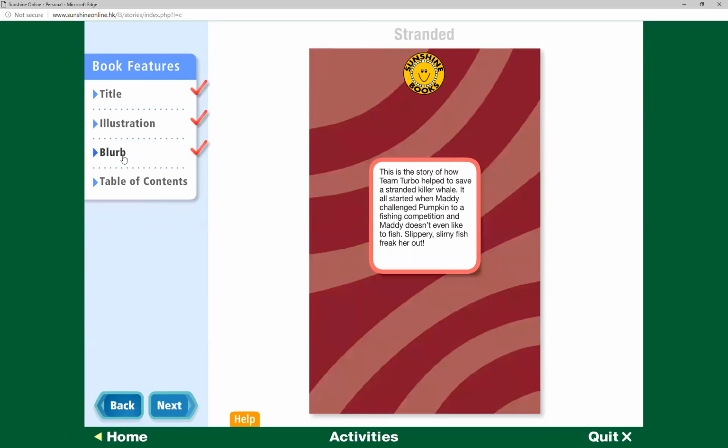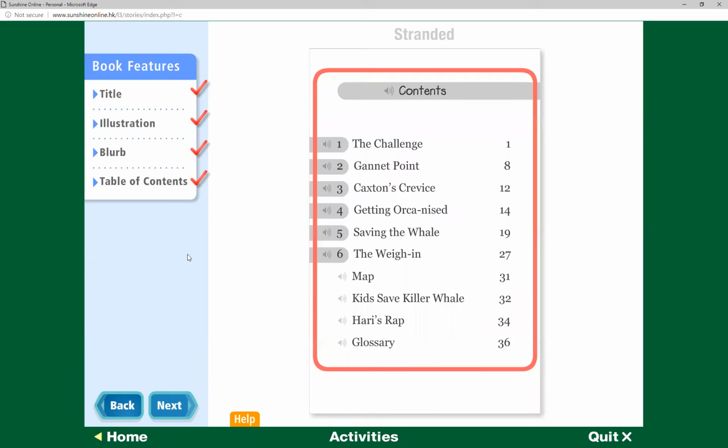Blurb. The blurb is on the back cover. It gives you a quick summary of the story. Can you predict what the story is about by reading the blurb? Table of contents. The table of contents is a list of the chapters in the story.